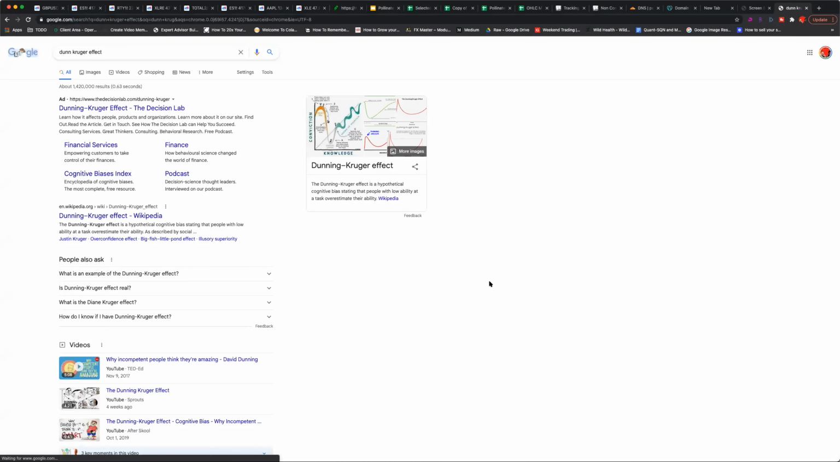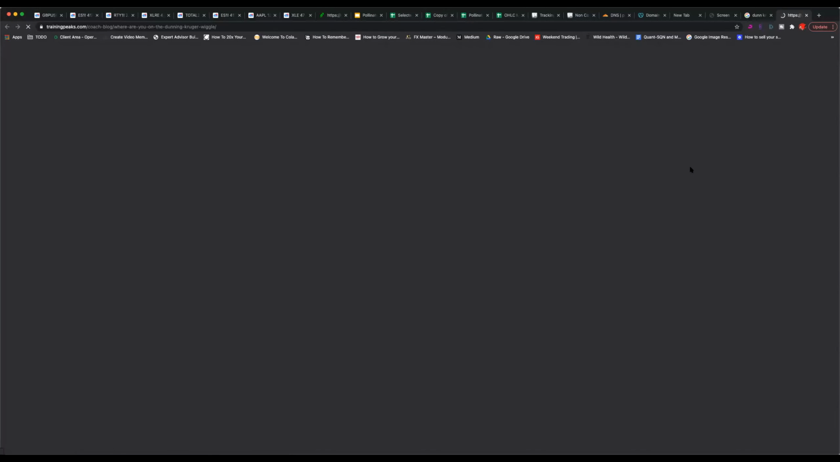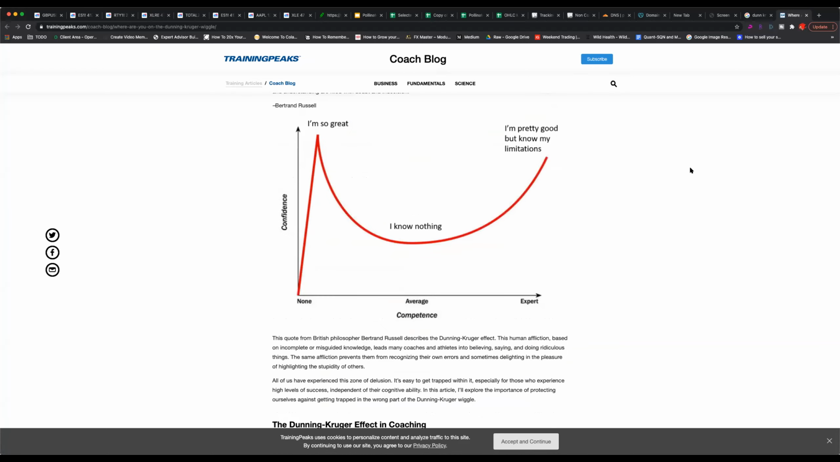So let's talk about the Dunning-Kruger effect. Okay, here it is. The Dunning-Kruger effect is a great explanation of low skill trader to high skill trader. So a low skill trader, can you guys all see this, by the way? Just clear enough on the chart.